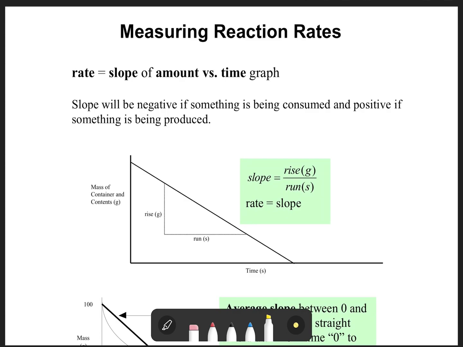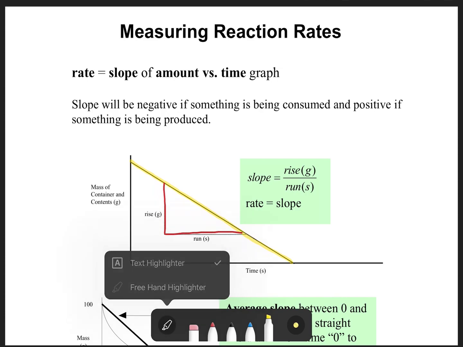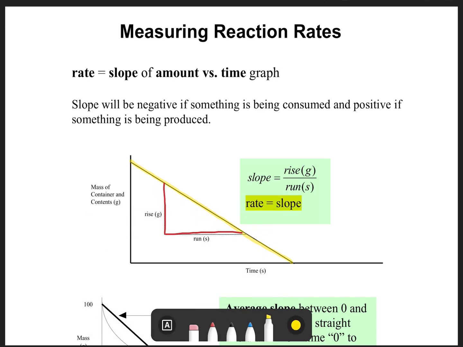If we have a linear graph where our mass decreases with time, we can calculate the slope quite simply by taking the rise over the run. And by doing so, the rate of this graph is equal to the slope.